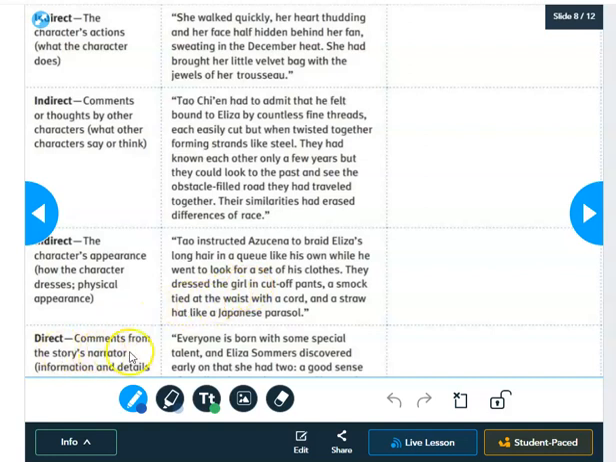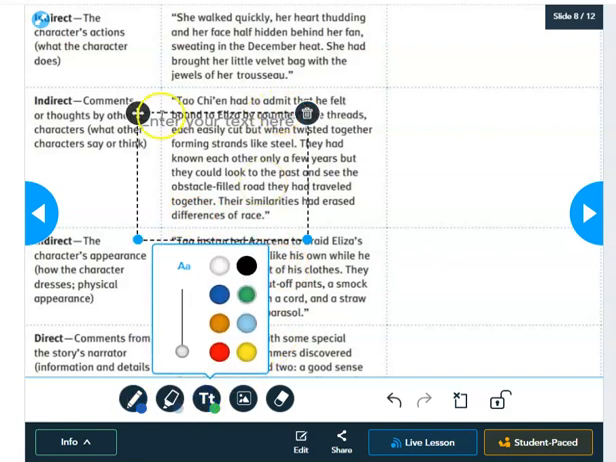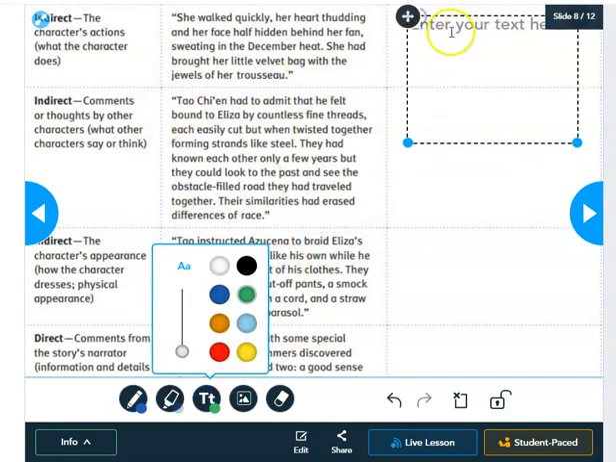And down here, we're going to see comments directly from the narrator. So why is the narrator telling you this about Eliza? What can that tell us later in the story? Just like the previous slide, you're going to use your text box tool to go to each little box and put down what you can infer. So there's 1, 2, 3, 4 spaces in here.